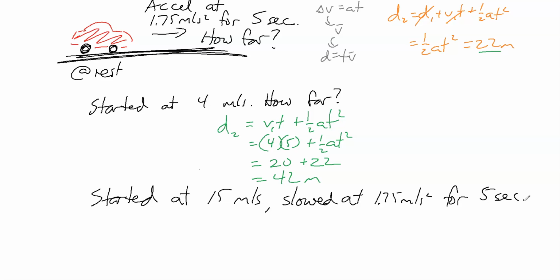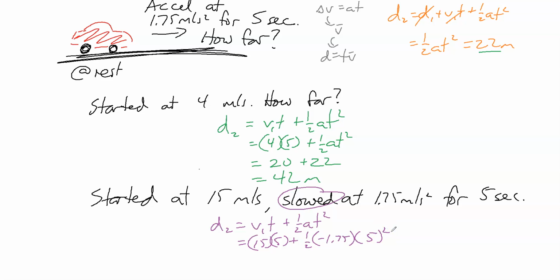Well, again, it's going to be similar. We've got d2 is equal to v1t plus 1/2 at squared. d1's often equal to 0. It often never really comes into play, and sometimes it can, but whatever. So for this one, my v1 would be the 15, and it's still 5 seconds, plus 1/2. Now this is where you've got to be a little bit more careful, because since it's slowing down, the acceleration is going to be negative. So it's going to be negative 1.75 times the 5 squared.